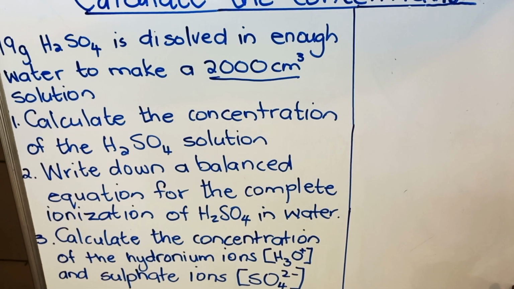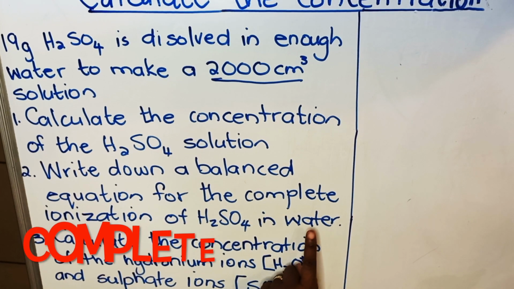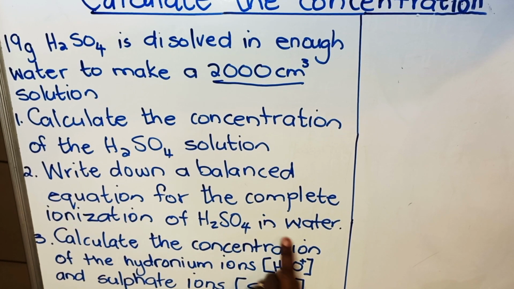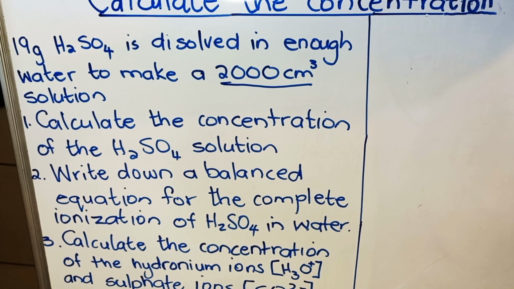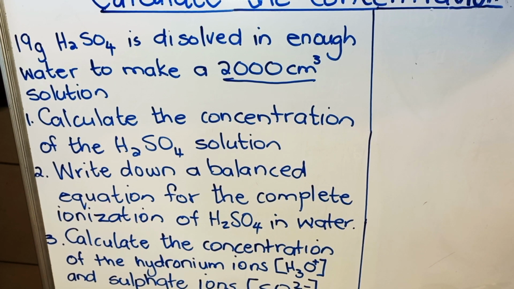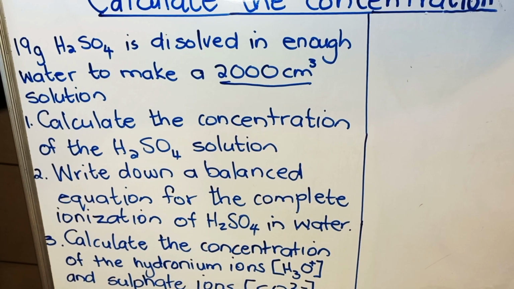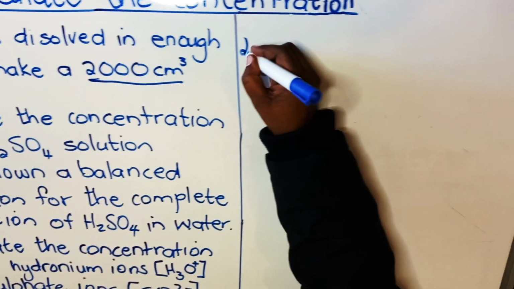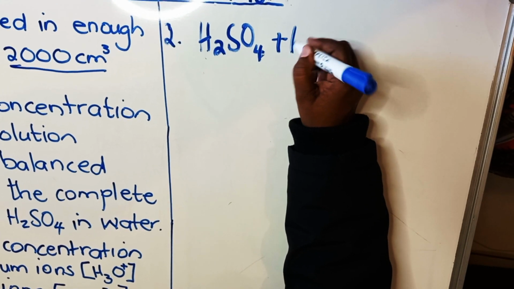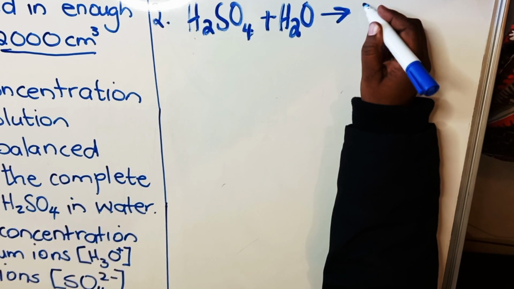Okay, let's look at number 2. They say write down a balanced equation of the complete ionization of sulfuric acid in water. You remember in our previous lesson that when an acid reacts with water, it ionizes, meaning that it will form ions, and then it will form ions reacting with the water. So this is our number 2, sulfuric acid, H2SO4, reacting with water, H2O. It ionizes, meaning that it forms ions. Which ion does it form?